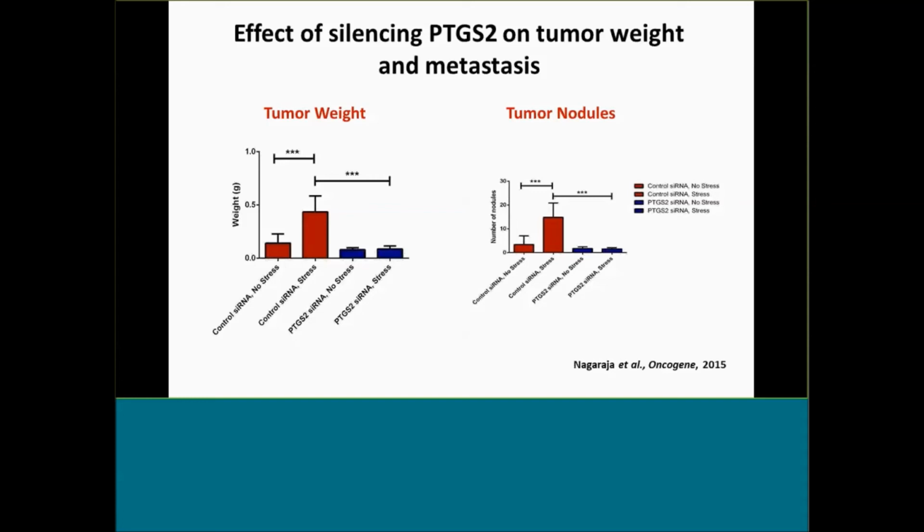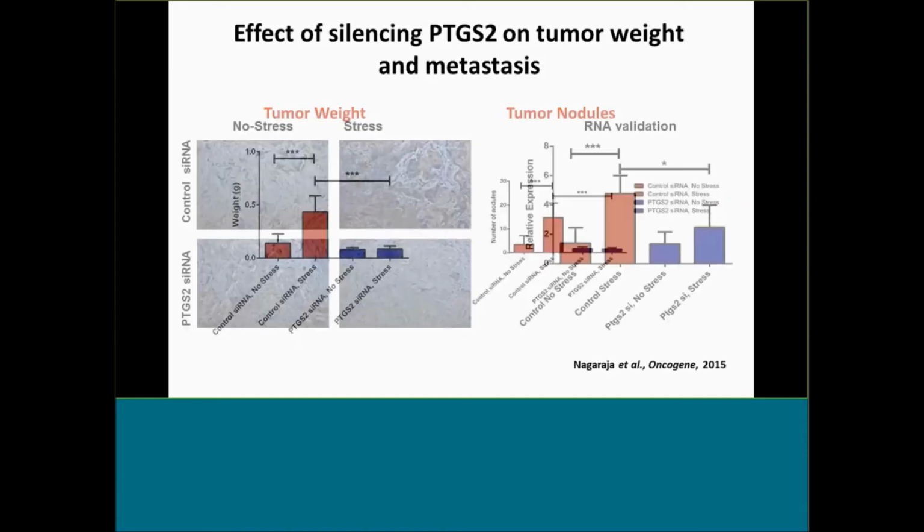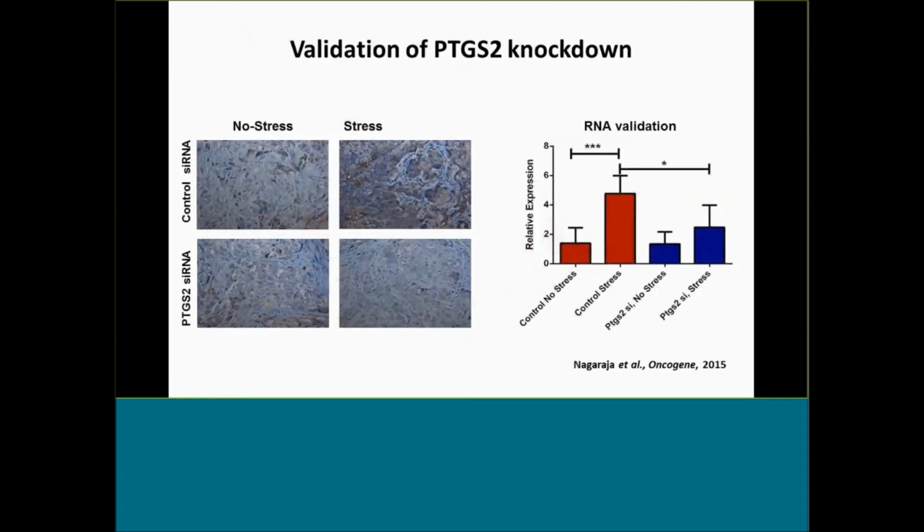But if you block PTGS2, you not only block the elevations in the inflammatory metabolites, but you completely abrogate the increases in response to that kind of a daily restraint stressor. And if you look at a tumor level in response to stress, again, you see elevations in PTGS2 levels, which are abrogated if you use that kind of a systemic delivery modality.